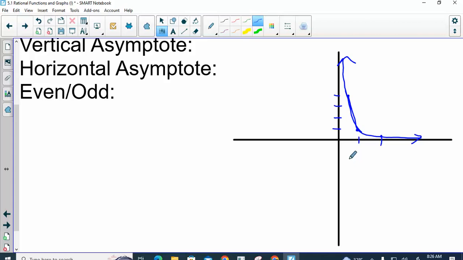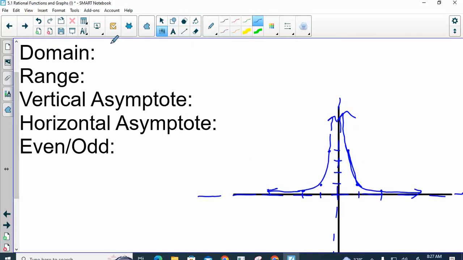If I put in negatives, 1 over negative 1 squared. Negative 1 squared would be 1, so 1 over 1 is 1. If I put in negative 2, negative 2 squared is 4, so 1 over 4. If I put in negative 1/2, negative 1/2 squared is 1/4, and 1 over 1/4 is 4. So the negatives get squared, so they become positive. It looks like this. So we have a horizontal asymptote still at 0, vertical asymptote still at 0.